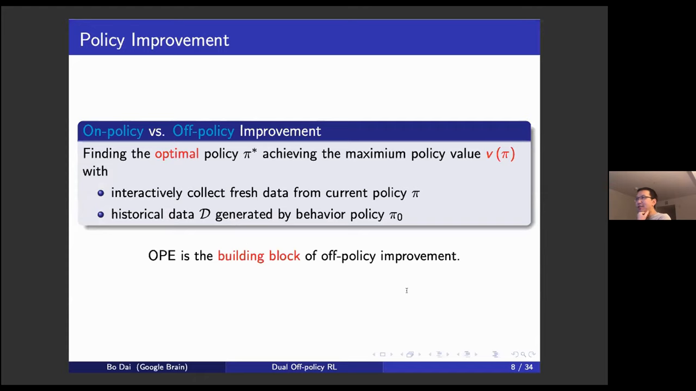I think I finished the major component of the introduction to the core problems in reinforcement learning. Definitely there are many other variants of these three problems, but yeah, we got another question from the audience. Sure. Yeah, go ahead.